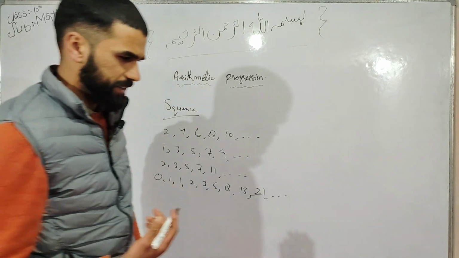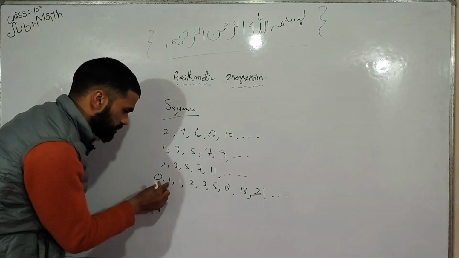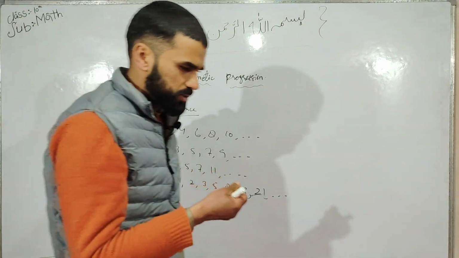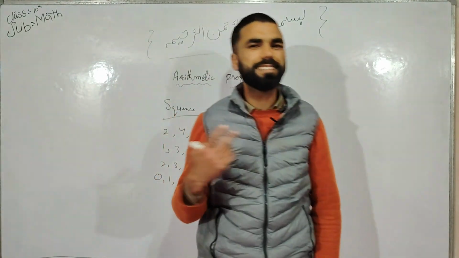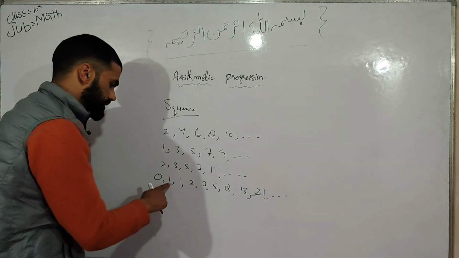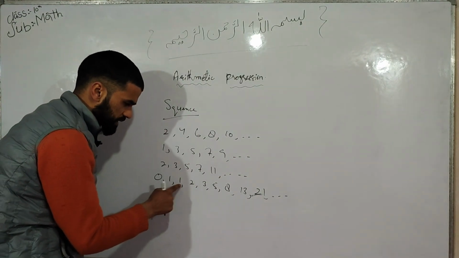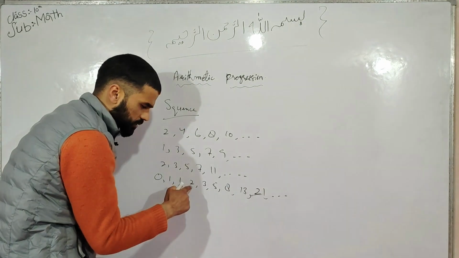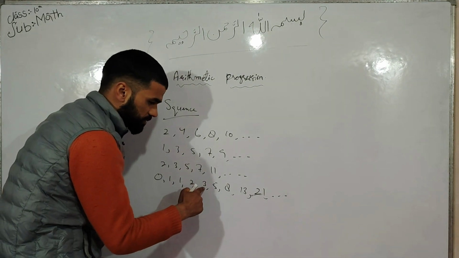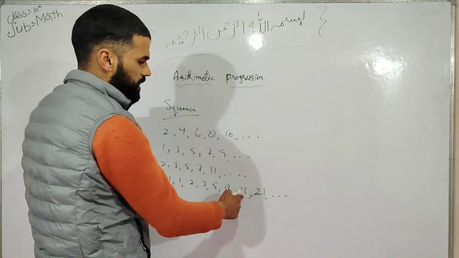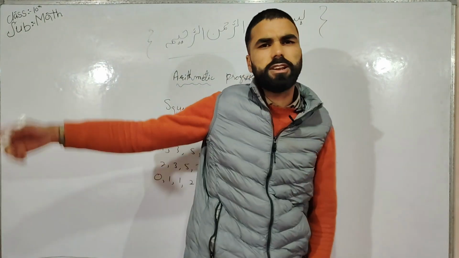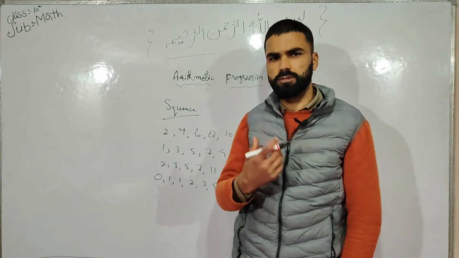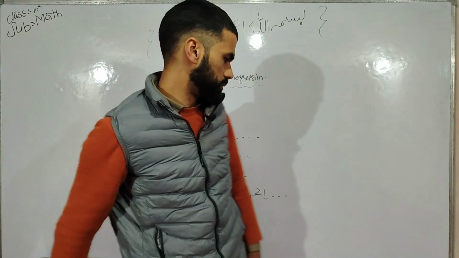In this, we add two terms, and the next term comes. Every term in the Fibonacci sequence is obtained by adding the two preceding terms. So if we add 0 plus 1, that is 1. If we add 1 plus 1, that is 2. 1 plus 2 is 3. 2 plus 3 is 5. 3 plus 5 is 8. 8 plus 13 is 21, and so on and so forth. This is known as the Fibonacci sequence. So a sequence is just an arrangement of numbers in a definite order according to some rule.